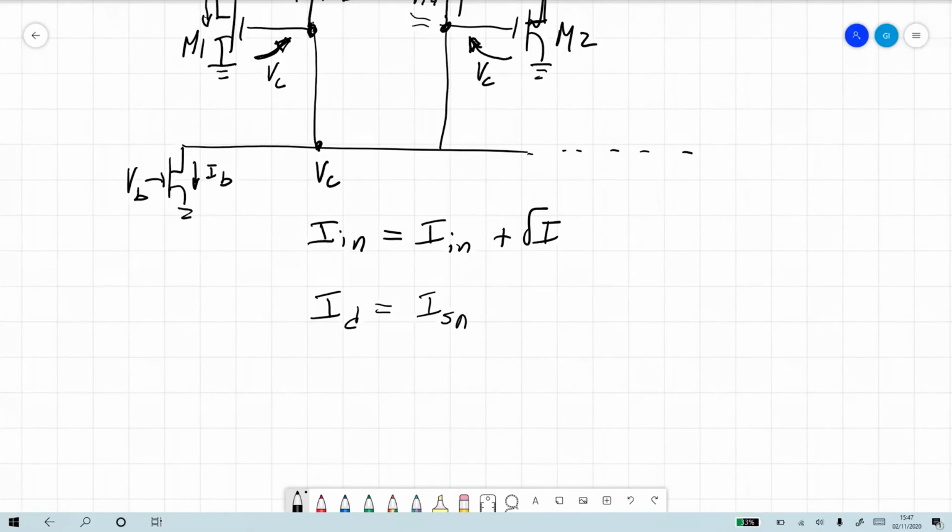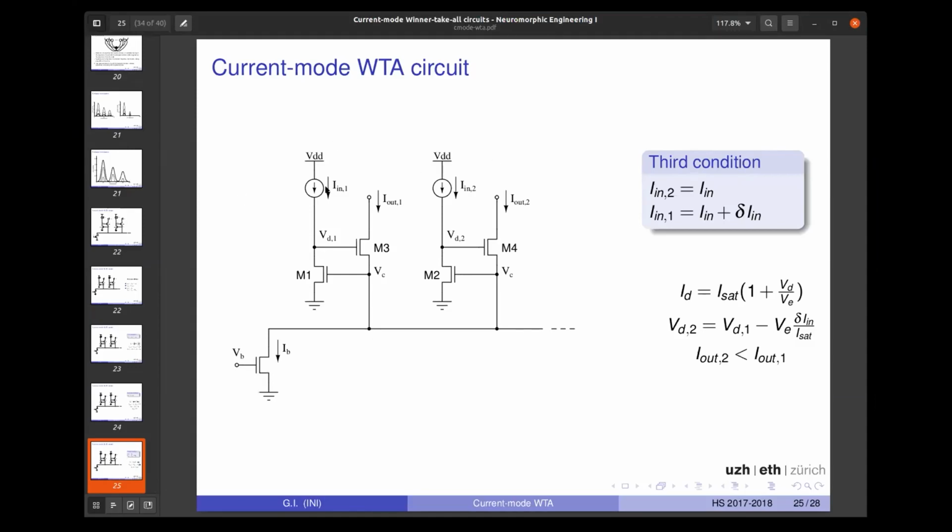Sorry about this. In this third condition where we have these two taps, we have I in one, I out one, I in two, I out two. And now the currents are slightly different. Again, we have to use the early effect to be able to analyze this. And remember, with the early effect, the output current of a transistor is equal to the saturation current times 1 plus VDS over VE. Assuming S is ground, that is VD over VE. So that's the quick summary of how to take into account the early effect.